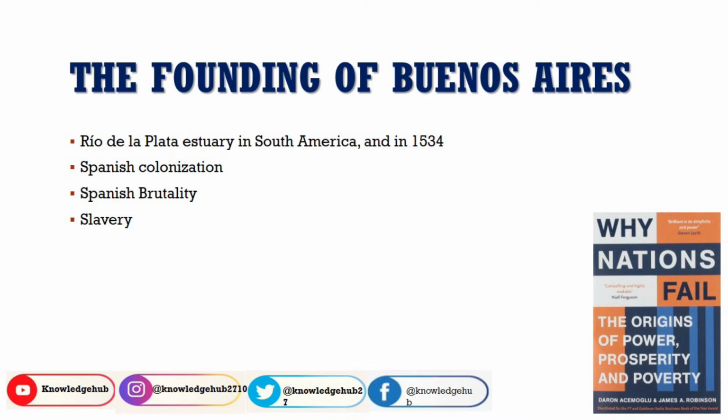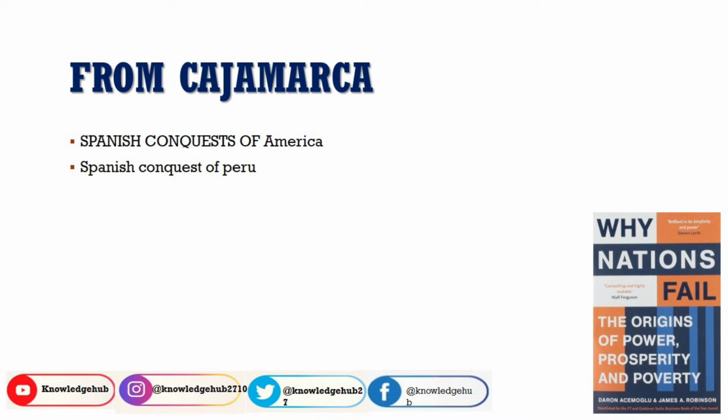In the next section, which is from Cajamarca, the author gives another argument which is also about the Spanish conquerors. The Spanish conquered most of the Americas in the 1500s, and their strategies were extremely ruthless. They just set up a new aristocracy. They started taxing the people there, and they started enslaving the indigenous population.